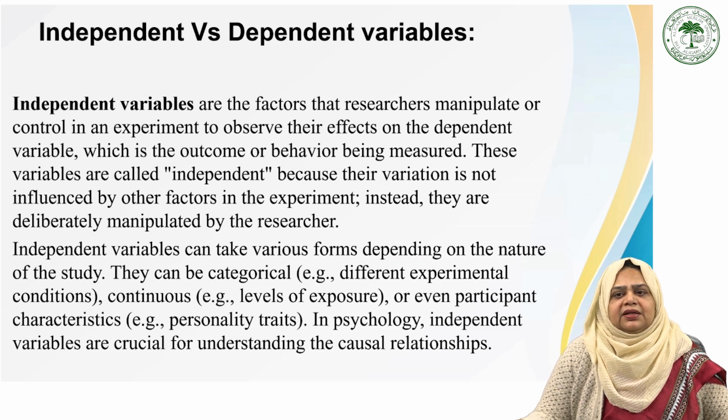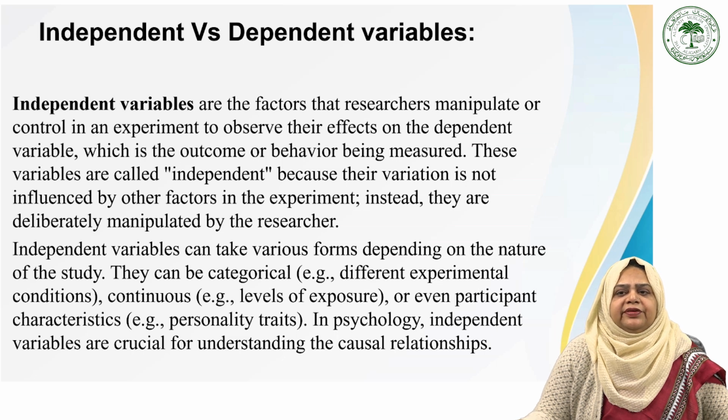Independent variables can come in different forms depending on the study. They can be categories like different conditions in the experiment, or they can be continuous like levels of exposure. They can even be characteristics of the participants like personality traits.